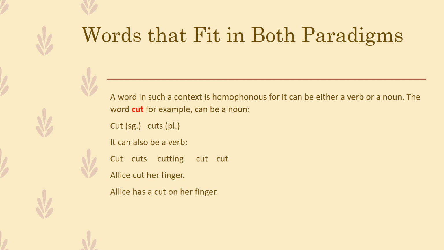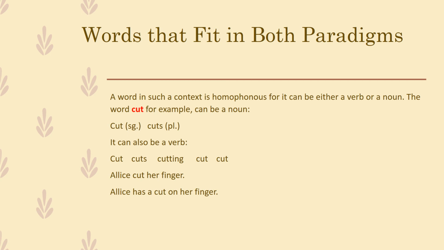Let us also consider what we called homophones earlier: words that fit in both paradigms, in the noun paradigm as well as in the verb paradigm. The verb cut, for example, is also a noun. Cut, a wound, and to cut. Cut is singular, cuts is plural. Cut, cuts, cutting, cut, also a verb. So how can we decide? We can decide through context. And the context here is a linguistic one.